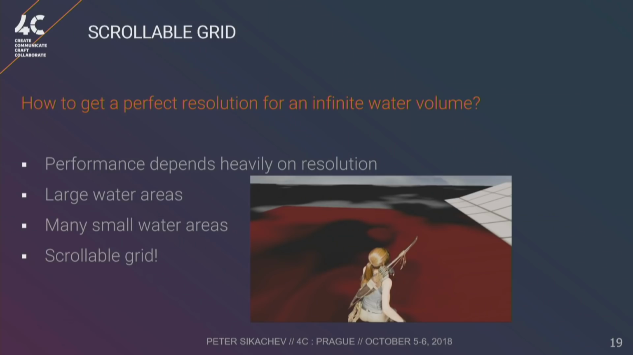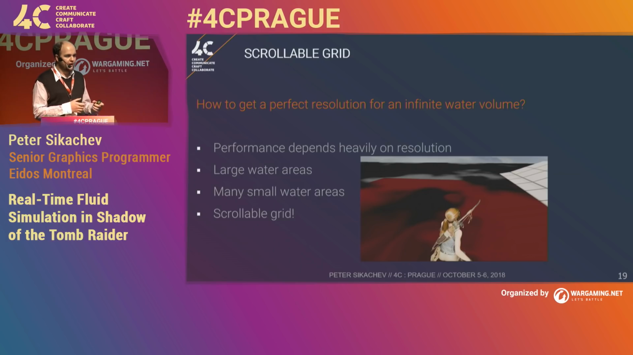All right. So as you might have noticed, the area on which we simulate is pretty big, and the resolution is pretty sharp. So the question is how to really achieve that, because performance, as you might expect, really depends on the resolution, because we are running a simulation on the grid. And basically in the game we can have either large water areas or many small water areas, and we wanted to work basically seamlessly on both with good resolution.